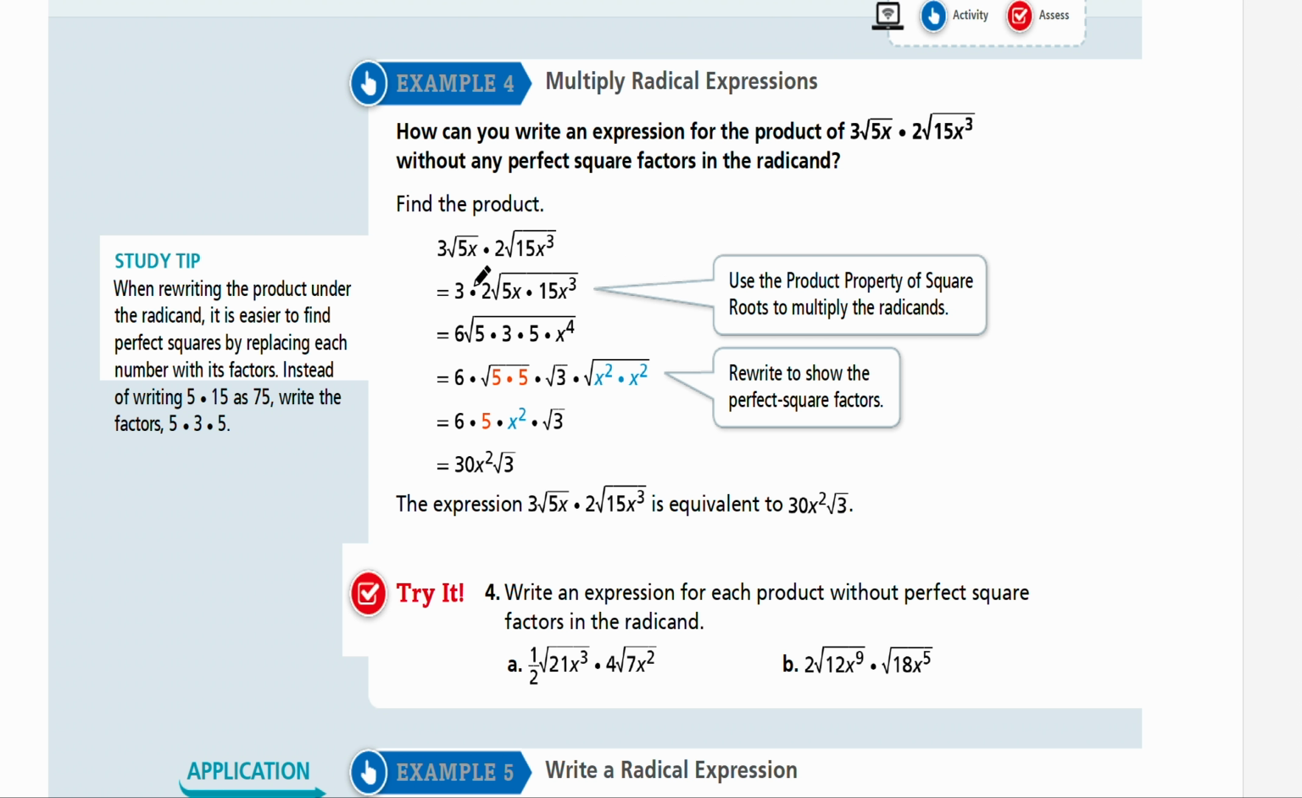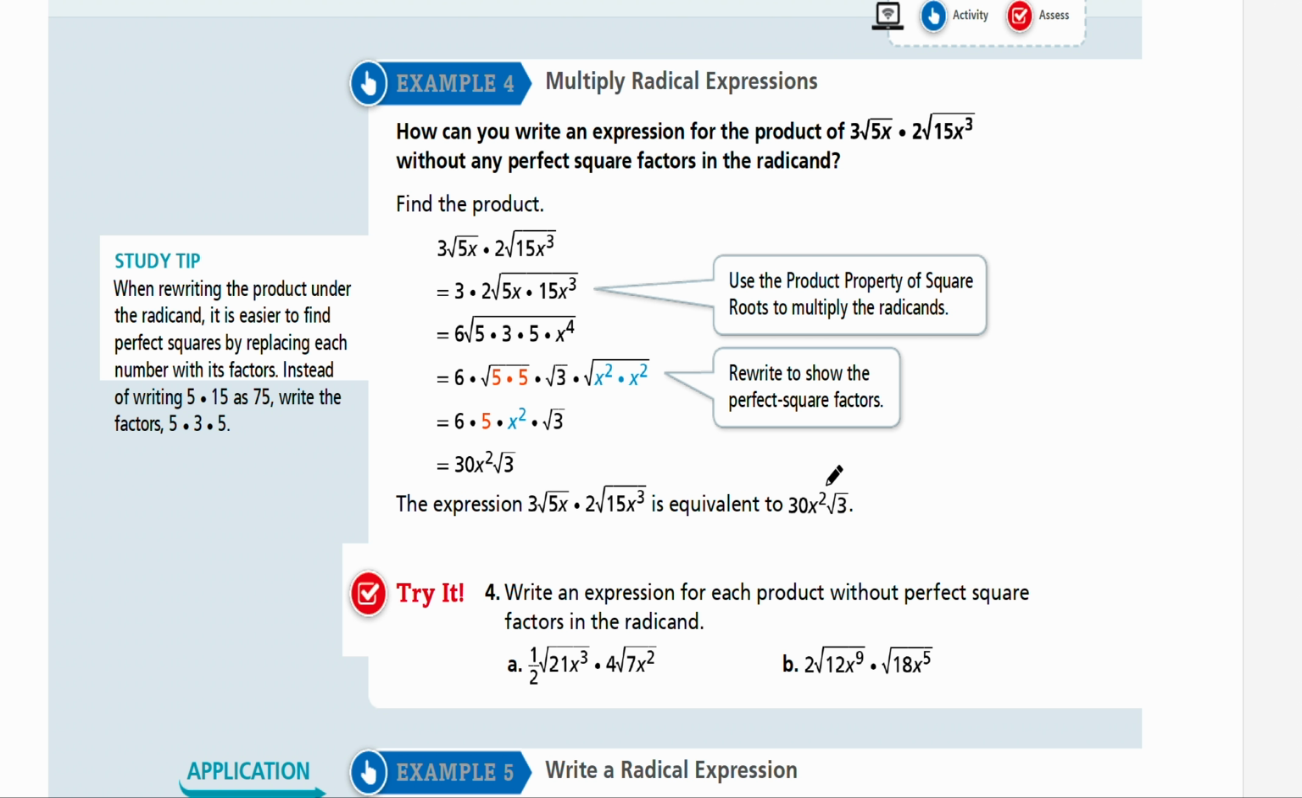So then you have 3 times 2 outside the radicand, and then you have 5x times 15x cubed. So 5 times 3 times 5 times x to the 4th power. So then we have 3 times 2, which is 6, and then we have 5. So 6 times 5 is 30, and then we have 3 in the radicand still, but the variable x would all come out and be x squared. So then it would be simplified to 30x squared root 3. So the expression is equivalent to 30x squared root 3.